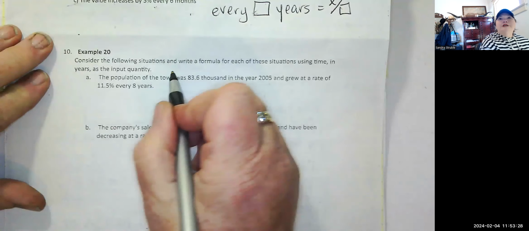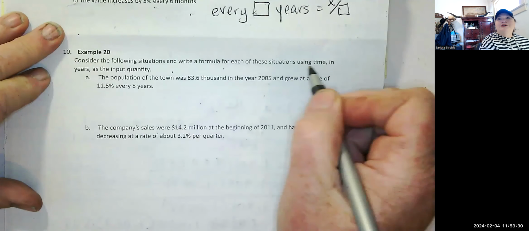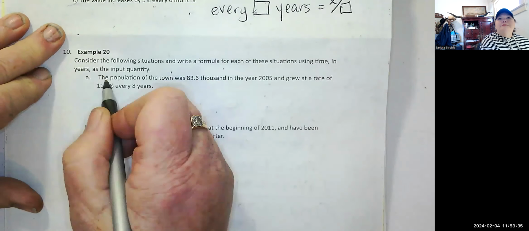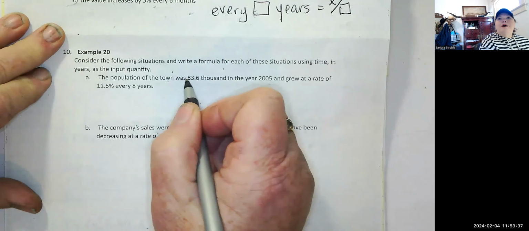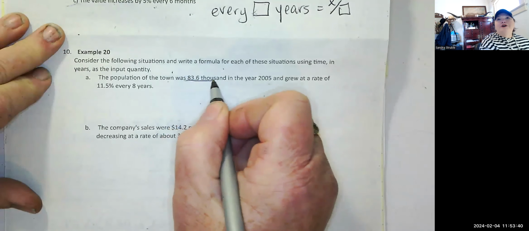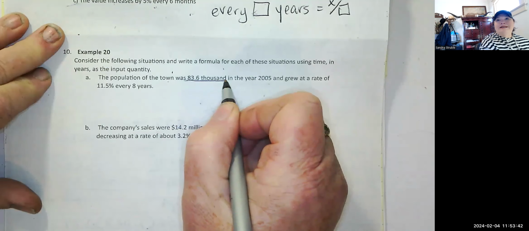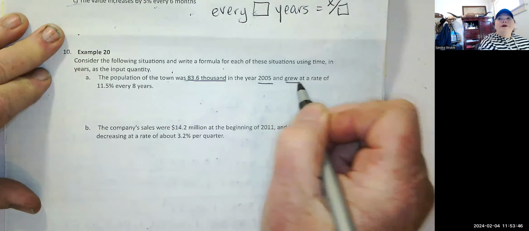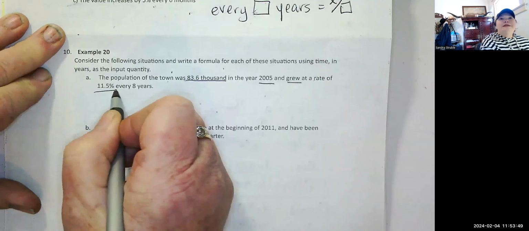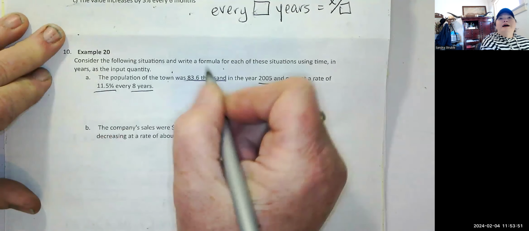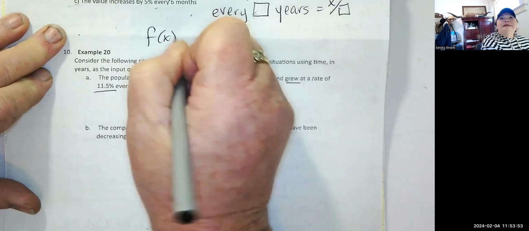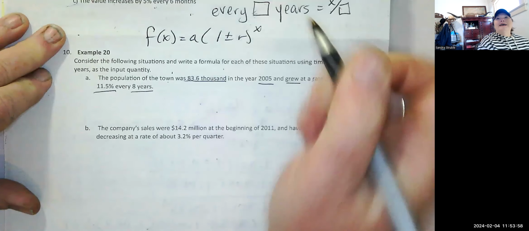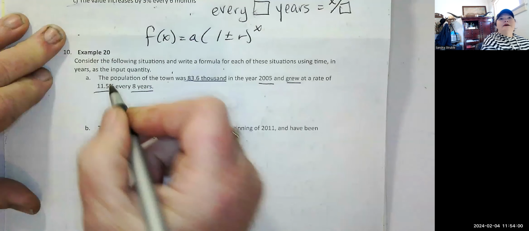Consider the following situations and write a formula for each of these situations using time in years as the input quantity. The population of a town was, it's going to be our initial value, 83.6 thousand in the year 2005, and grew, so we have growth at a rate of 11.5% every year. I'm going to use f of x is equal to a, parenthesis 1 plus or minus r to the x as my basis for creating this.